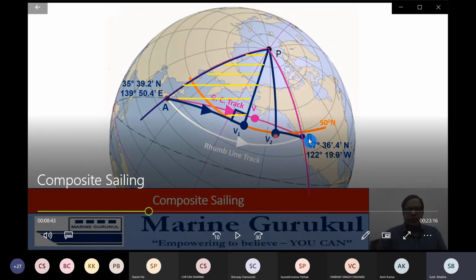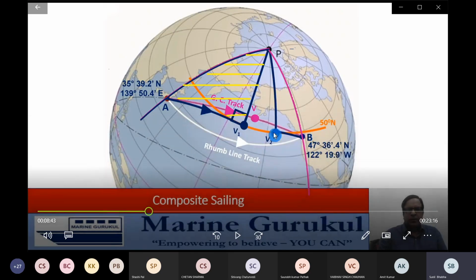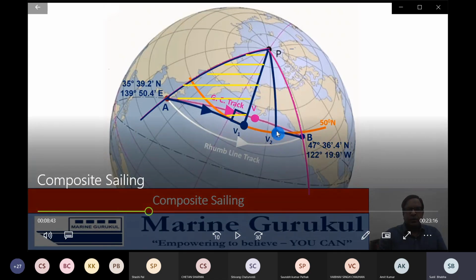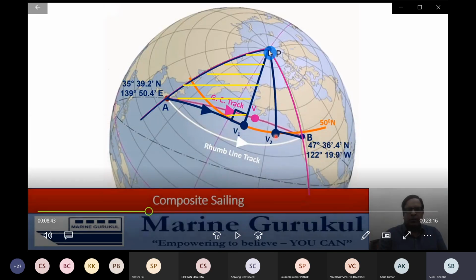So BV2 is such a great circle passing from the destination position B and having its vertex as V2 on the limiting latitude. So this angle V2 will also be a 90-degree angle, and you see this triangle PV2B is also a special spherical triangle now. So if required, we can apply Napier's rule also in this particular triangle.